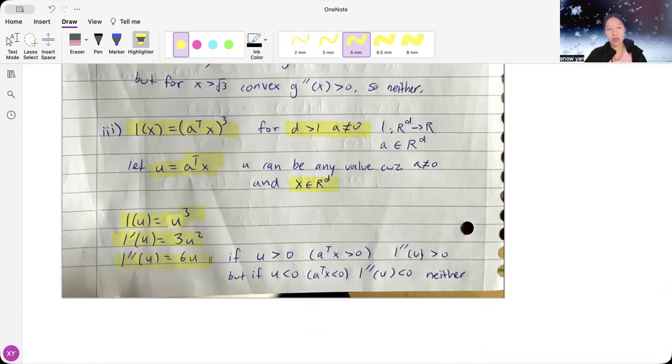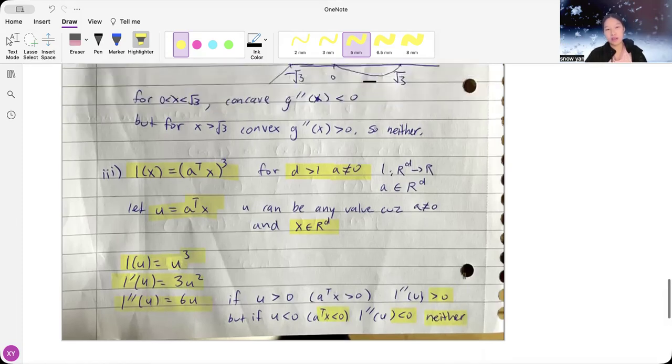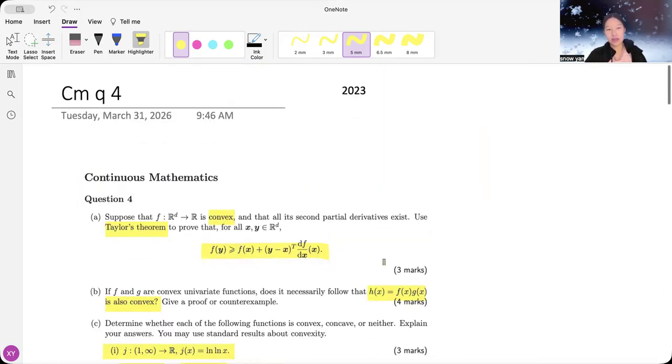So it means that if u is positive, then this thing would be greater than 0. And if u was negative, this thing would be negative. So it really depends on what a transpose x is. And a transpose x, as we argued earlier, could be any value. So hence, again, this is neither. So I think we're at the end of this question.